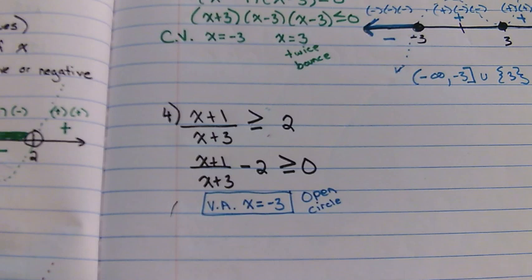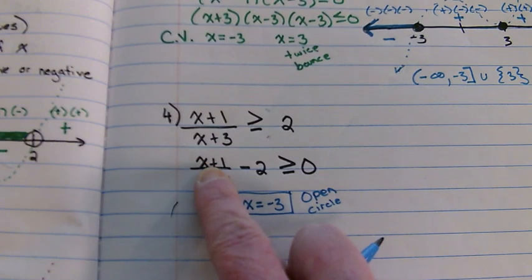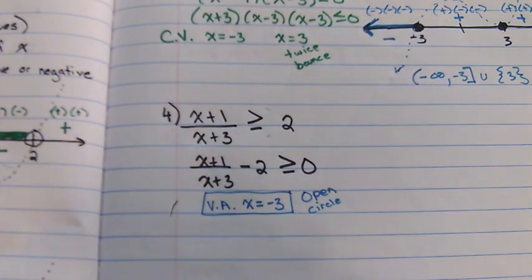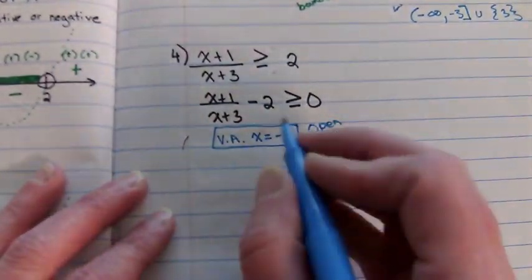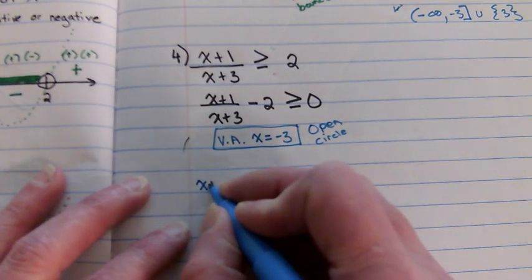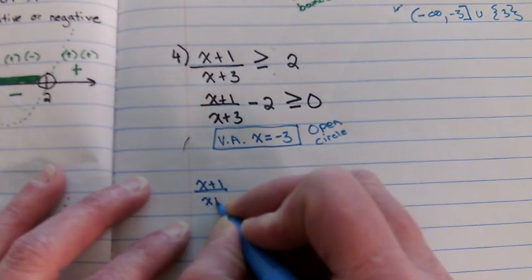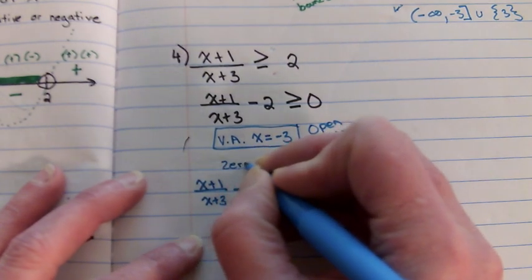Now the next thing I need to find is any zeros. And this little 2 is kind of throwing it off, or else I could just say, well, what makes x plus 1 equal 0? The 2 is throwing it off. So I'm going to come off to the side and change this up a little bit. I want to know when x plus 1 over x plus 3 minus 2 equals 0. This is finding the 0.